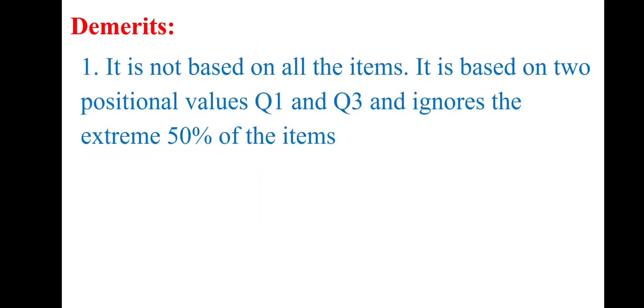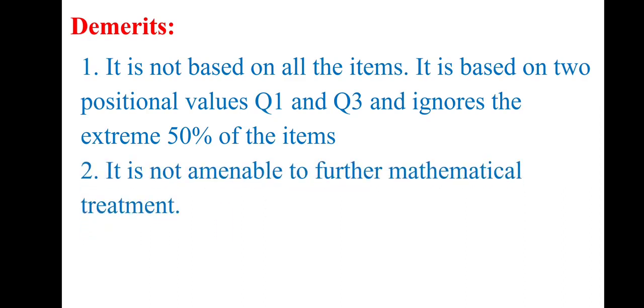Demerits. It is not based on all items. It is based on two positional values, Q1 and Q3, and ignores the extreme 50% of the items, because we consider only the third quartile and first quartile, that is Q3 and Q1. It is not amenable to further mathematical treatment. We cannot use it for further mathematical calculation such as testing of hypothesis or distributions. The quartile deviation will not be useful there.